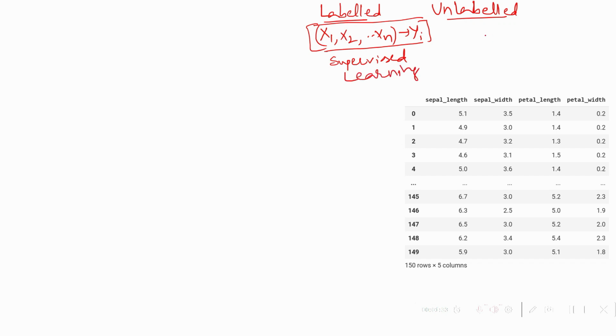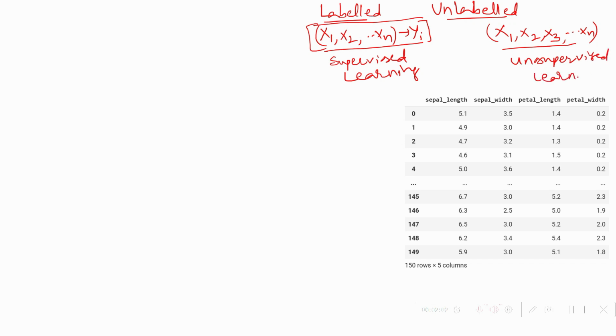Now coming to the unlabeled data set, it contains only features. It does not contain any class labels. So based on these features, we are going to group the data set into different categories, homogeneous groups of things. Simply, that process is applied to an unlabeled data set, and we use unsupervised learning algorithms.